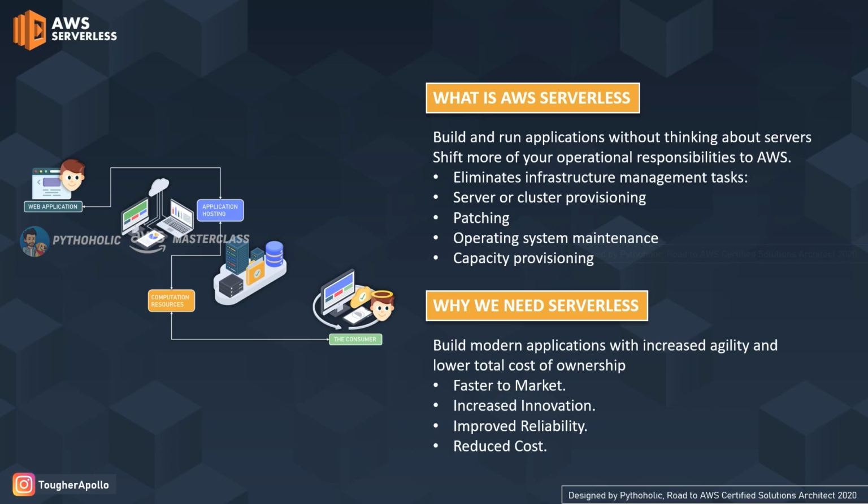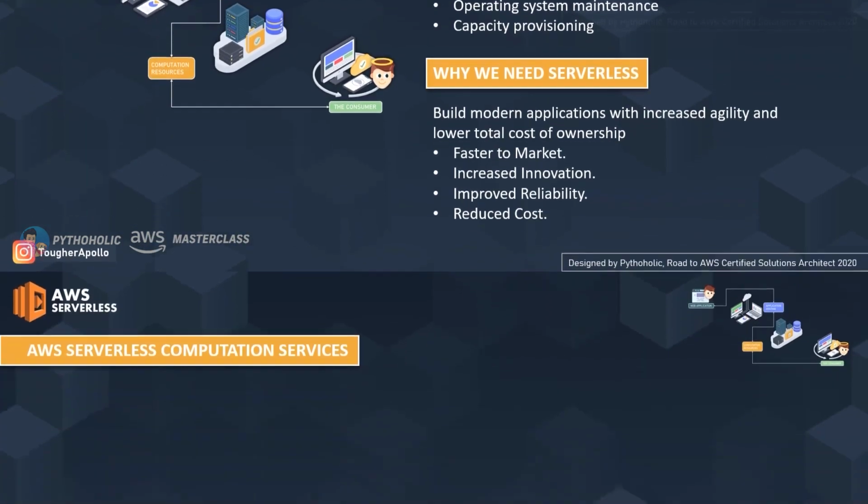So the first one is faster to market. It means that it reaches your customers on time, because you can spend more time now designing productive applications rather than thinking about the overheads of maintaining the servers. The second one is increased innovation. So it obviously means you get more time to innovate. And the third one is improved reliability. And the fourth one is reduced cost. I think this we have already discussed. And all these make up for a serverless architecture.